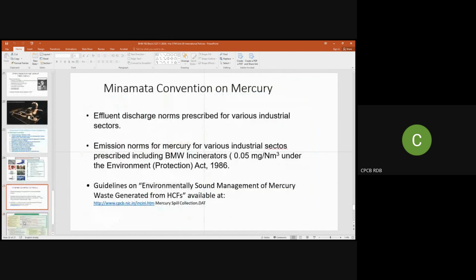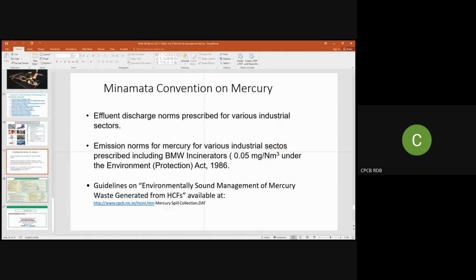Now we are going to non-mercury-based instruments, and there is no problem, no doubt. Definitely, we are shifting. Effluent discharge norms have been prescribed for various industrial sectors once India signed the Minamata Convention, and emission norms for mercury for various industrial sectors have also been prescribed, including biomedical waste incinerators, where the norm for mercury has been prescribed as 0.05 milligram per normal cubic metre under the Environmental Protection Act 1986. And also, we have come out with the guidelines for the management of mercury waste generated from hospitals, and these guidelines are available. You can go through these guidelines, which are available on the website of CPCB, and you can download them. How to collect mercury and all has been discussed in these guidelines.